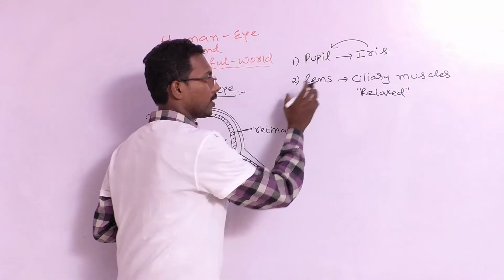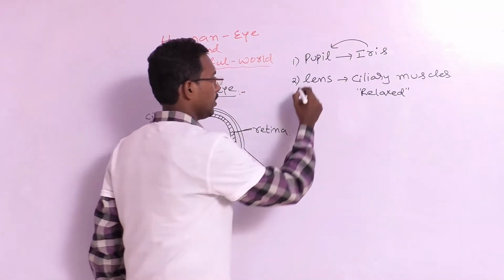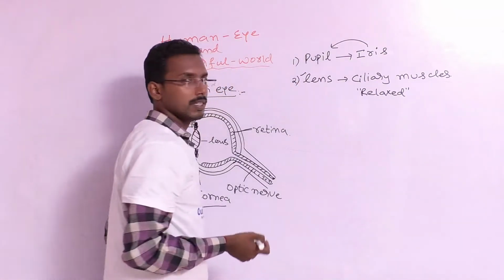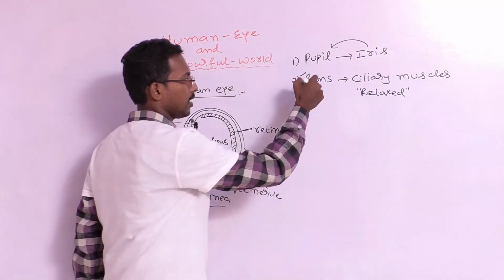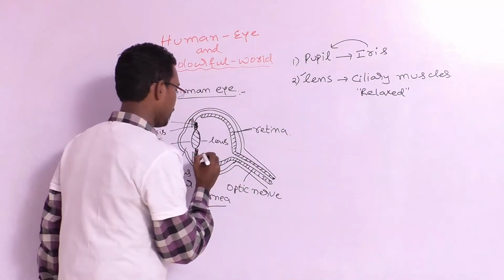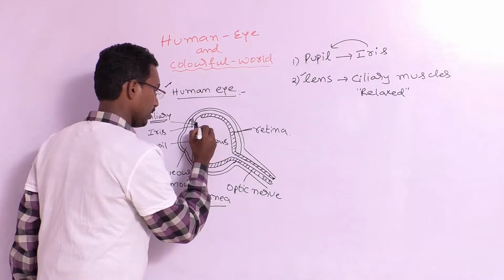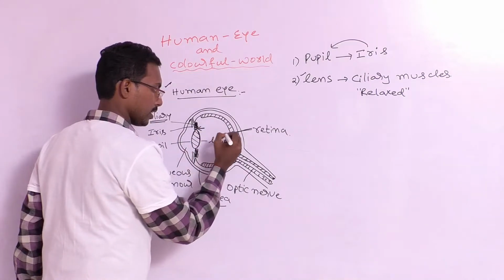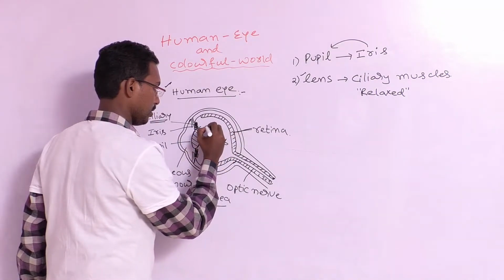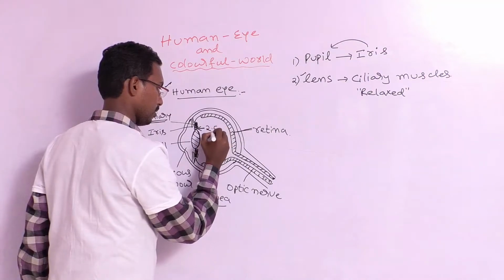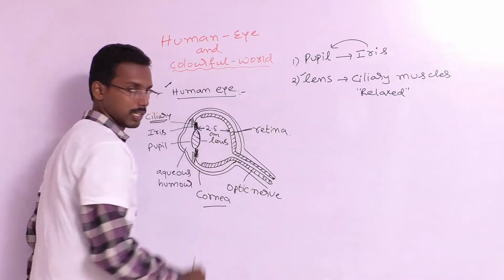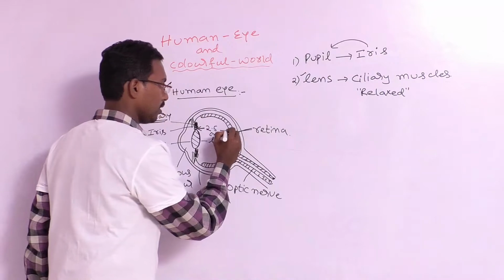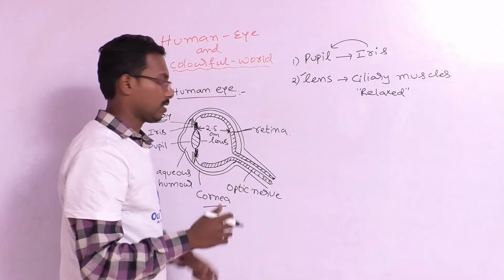So it does not show any kind of stress on the lens. The main purpose of ciliary muscles is to control the lens, such that here, if you see, the distance between the screen and the lens is 2.5 centimeters. And it is a fixed value actually. We cannot change it. That means image distance is constant.